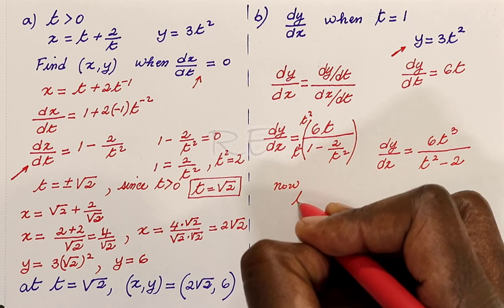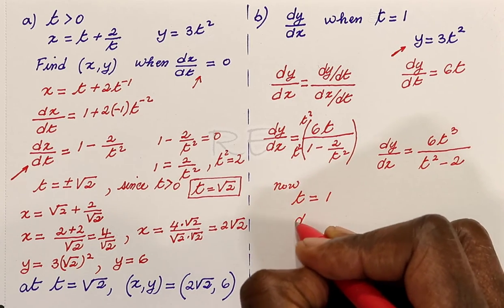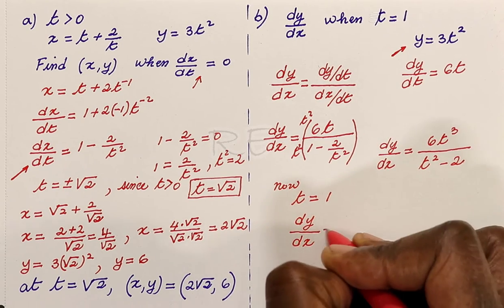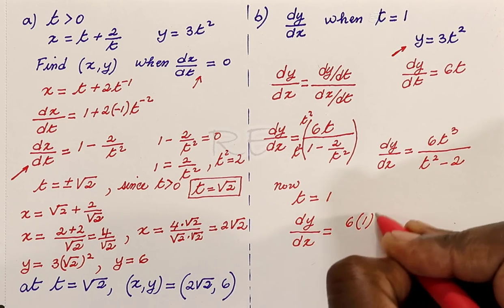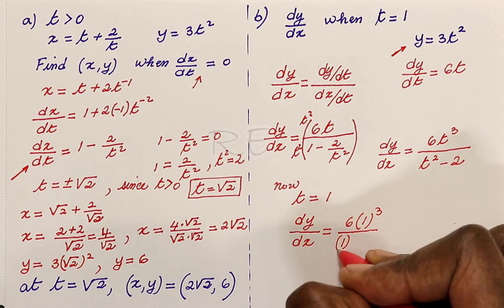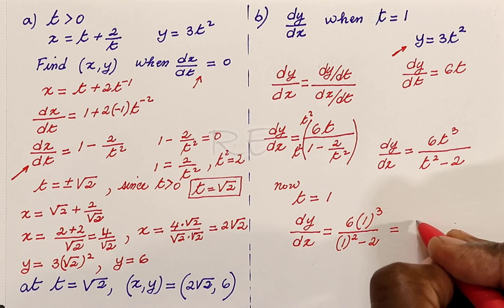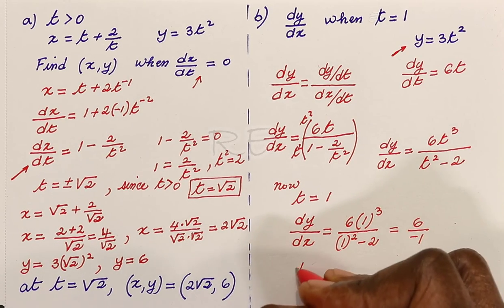Now, we know that t is equal to 1. Therefore, dy dx will be equal to 6 times t cubed, t will take the value of 1, divided by 1 squared minus 2, which is 6 divided by 1 minus 2, which is negative 1.